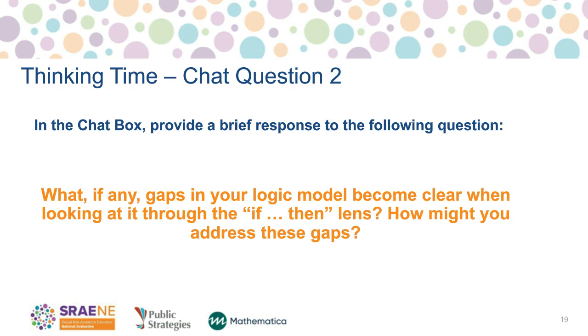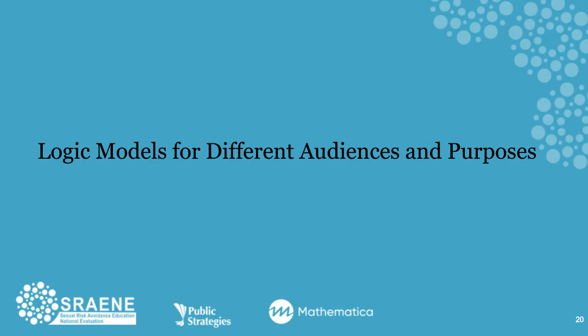All right, so now what we're going to talk about is logic models for different audiences and purposes. All right, so we're going to switch gears a little bit here. You guys have already been sort of previewing this in the group chat a little bit, but a single logic model is just that. It's a single logic model, and it may not be able to do all of the things that you want it to do or that you need it to do. It may not resonate with all of the different audiences that you need to talk to about your program, right?